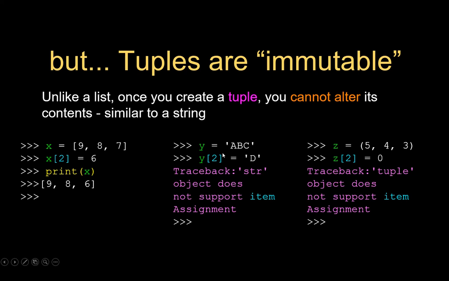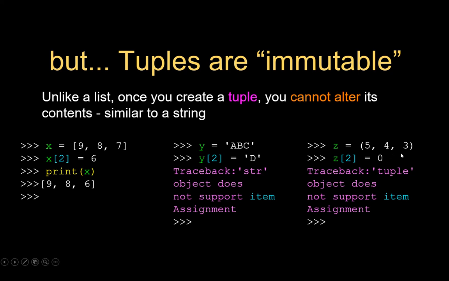This is an example of a string. A string, we identify with the quotation or single quotation marks. So we have a string of ABC. We assign it to the variable y. We try to replace the second item in that string with the letter D, but we get a traceback that string does not support item assignment.